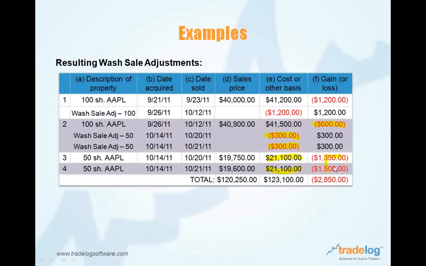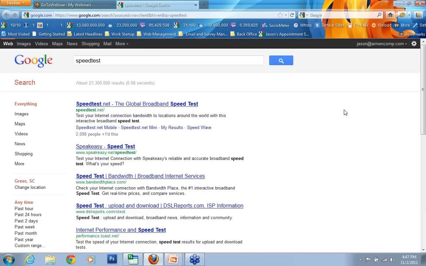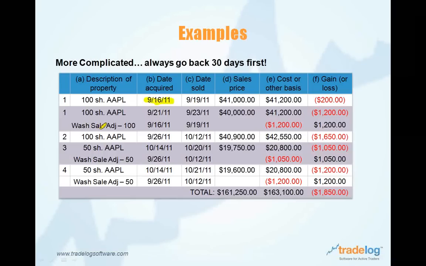Now, if that isn't confusing enough, we're going to go to the next slide. Because remember earlier we said that that 30-day plus or minus window should always go back first. So let's say that this particular trader had another purchase. On September 16th, he had purchased 100 shares of Apple. Okay? So now you notice something that's changed in our wash sale adjustments.